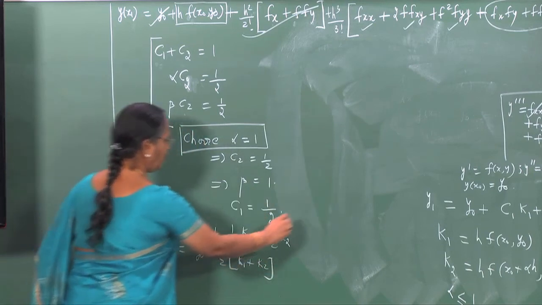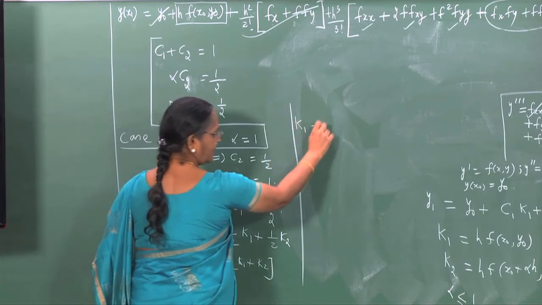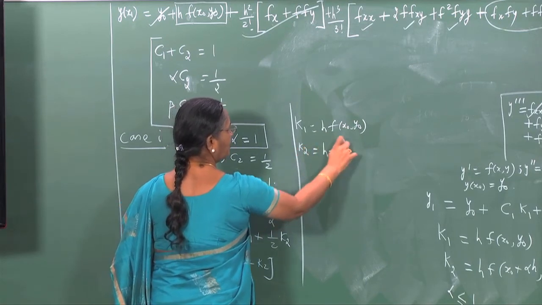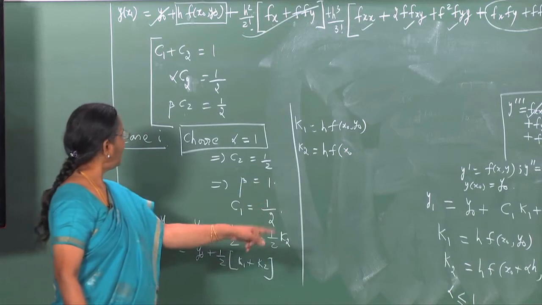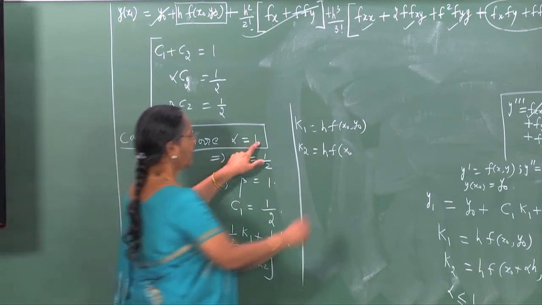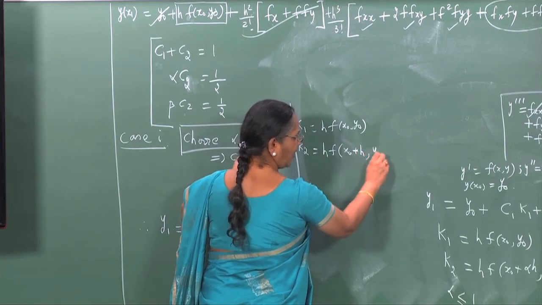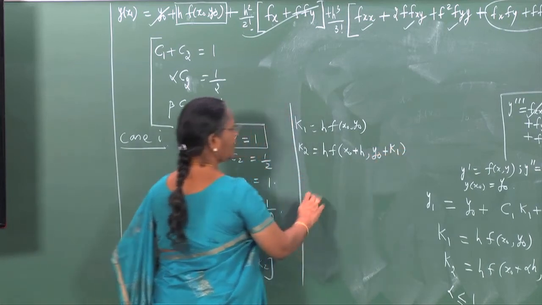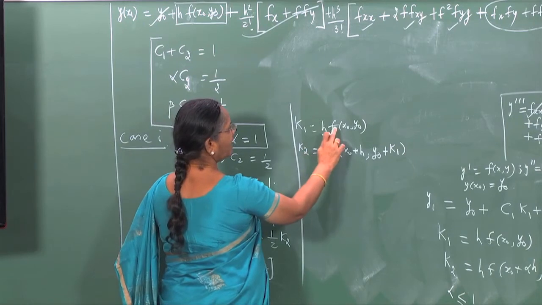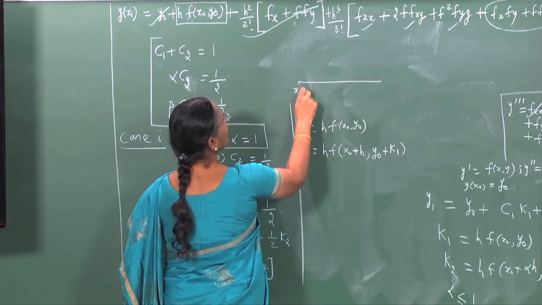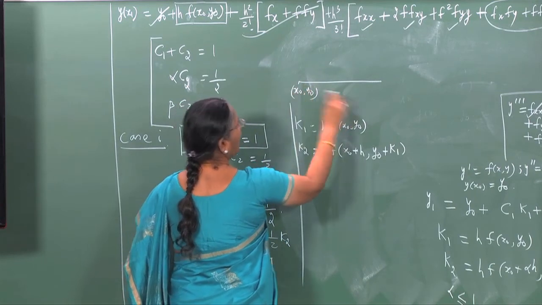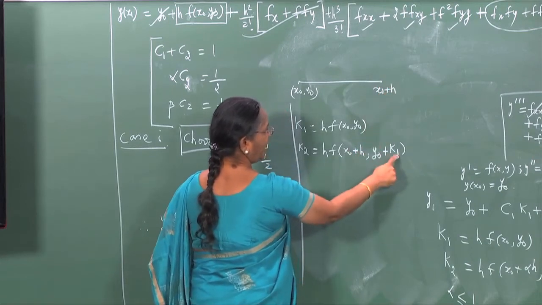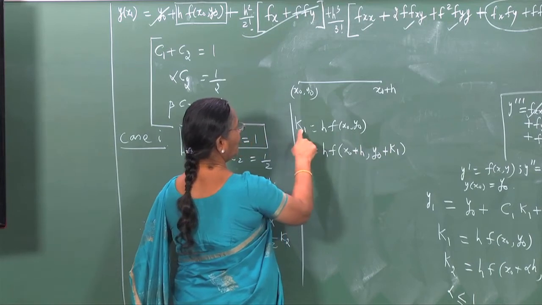What are K1 and K2? We see that K1 is h into f of x0 y0, and what is K2? It is h into f of x0 plus alpha h. What is alpha? Alpha is 1. So, plus h, comma y0 plus beta K1. Beta is 1. So, plus K1. So, I have to evaluate the function at the point x0 comma y0, and at this point, x0 plus h, and the corresponding y argument is y0 plus K1, and I know what K1 is.